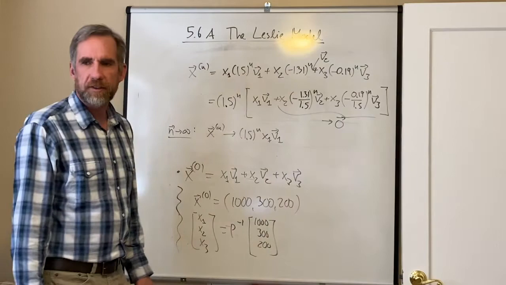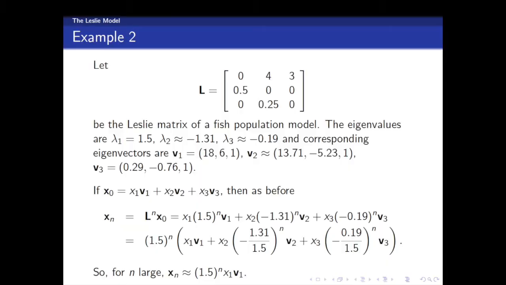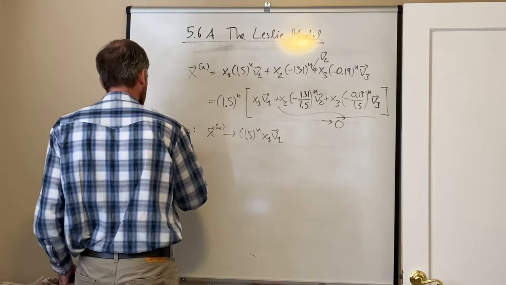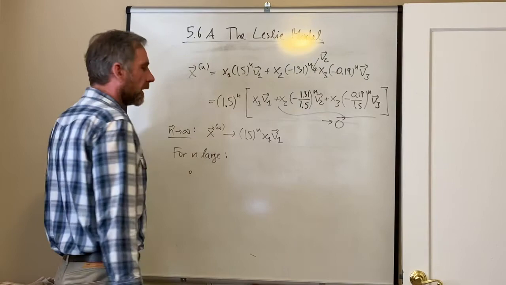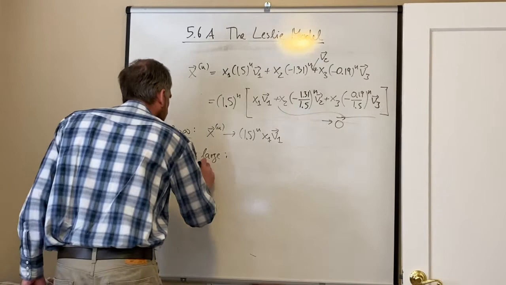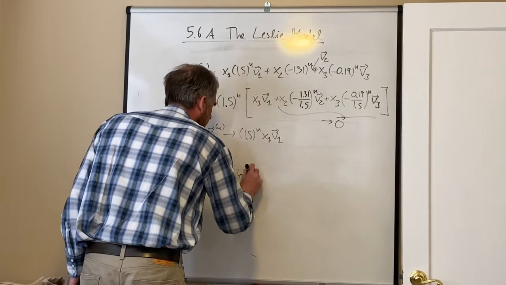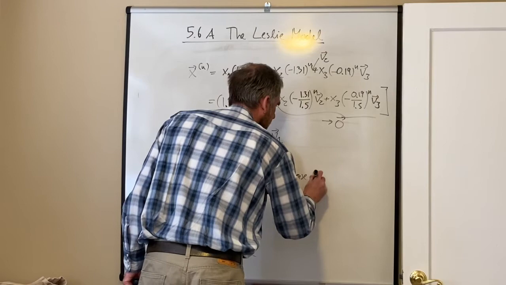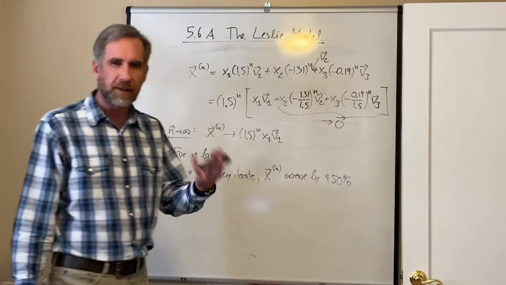So in other words, what will happen in the long run is two things, which merits writing on the board. For n large, we can say two things. The 1.5 tells us that for every iterate, x_n increases by 50%. Okay, it's roughly because it's an asymptotic statement. That's where the 1.5 comes from. So overall, this population grows rapidly, 50% per year.